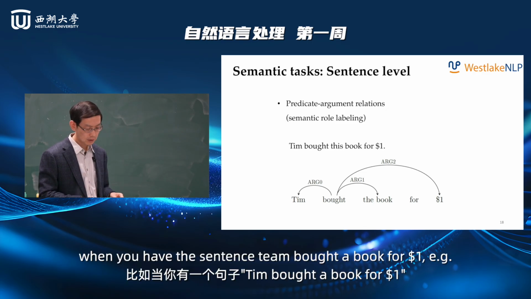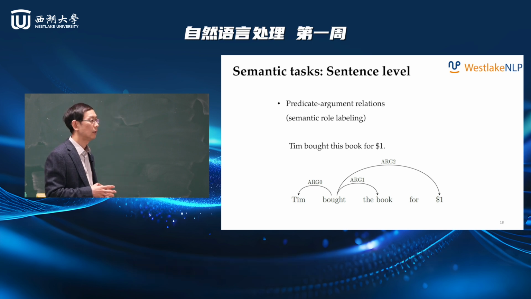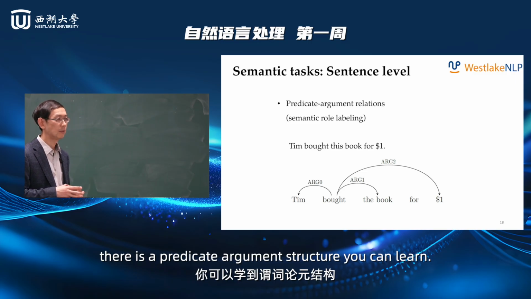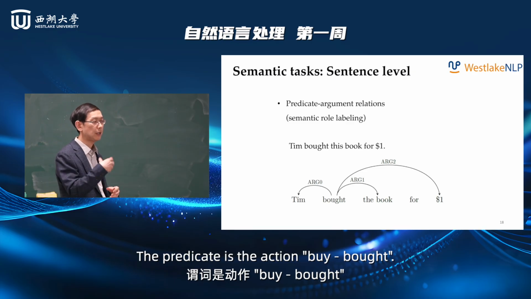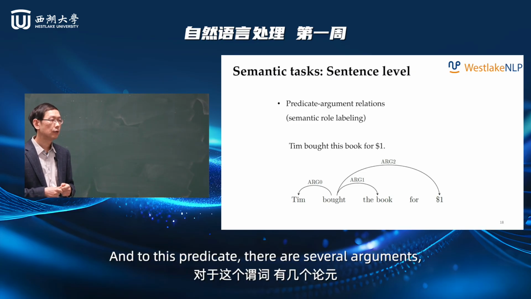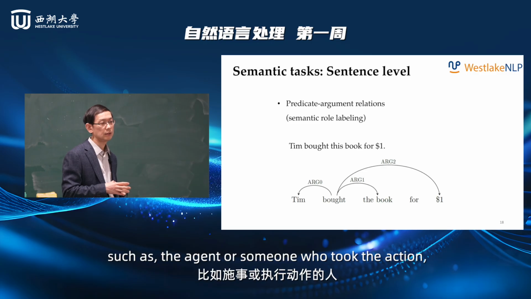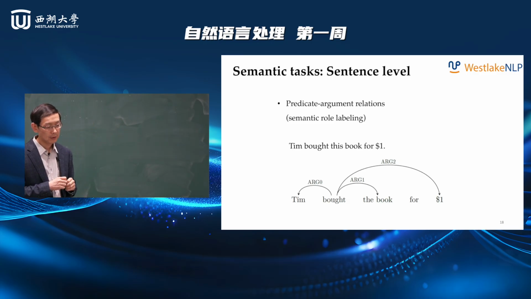So when you have the sentence, Tim bought a book for $1, for example, there is a predicate argument structure you can learn. So the predicate is the action, okay? So buy, bought, okay? And to this predicate, there are several arguments, such as the agent, or someone who took the action, okay? In this case, it's Tim.